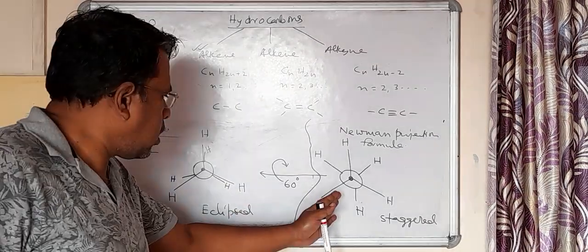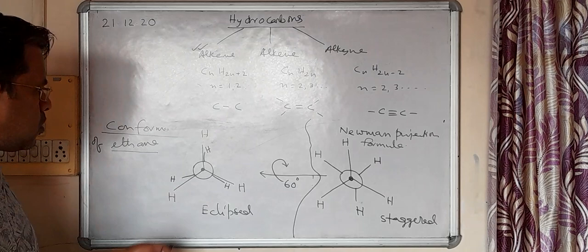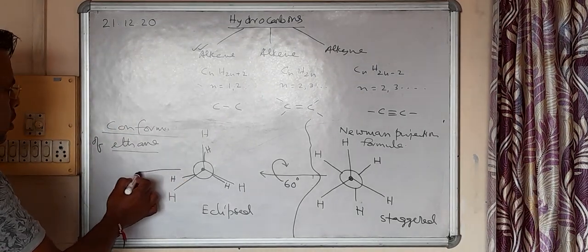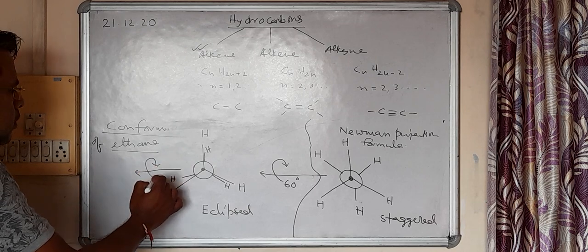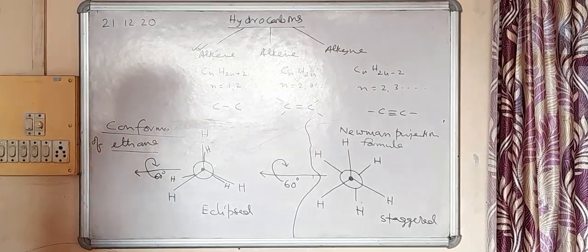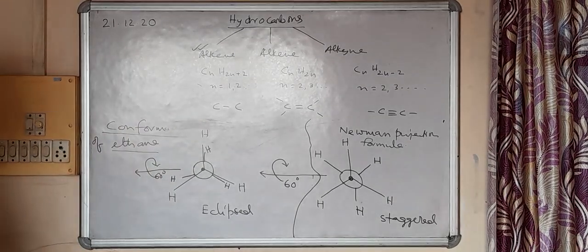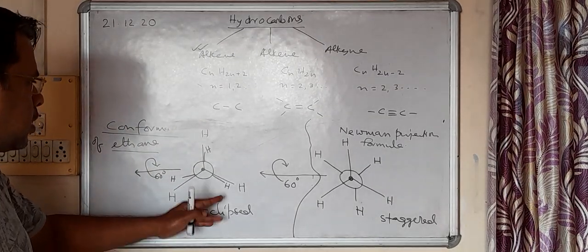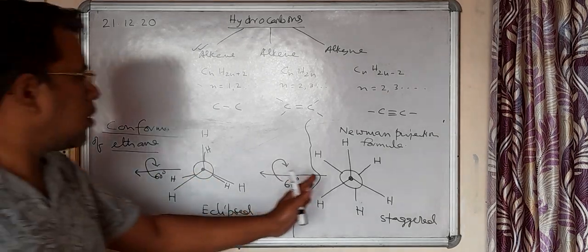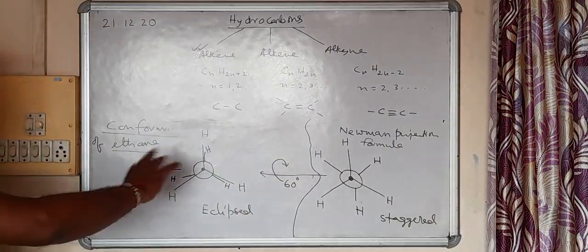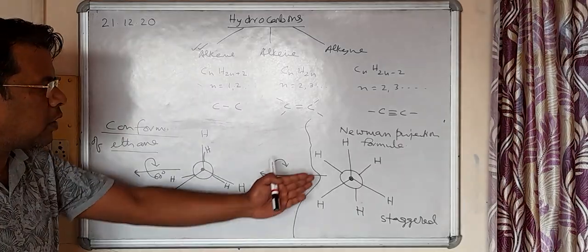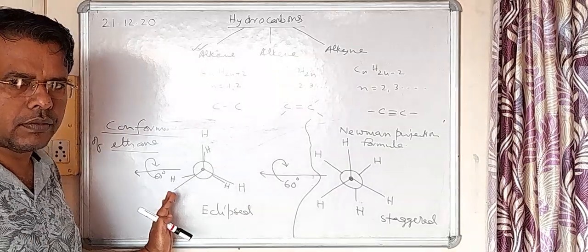And again, suppose we rotate it by 60 degrees, can you tell me what we will get? Okay, you can easily see, if I rotate it by 60 degrees, again we will get the staggered form. In this way, every 60 degree rotation will result in these two forms.